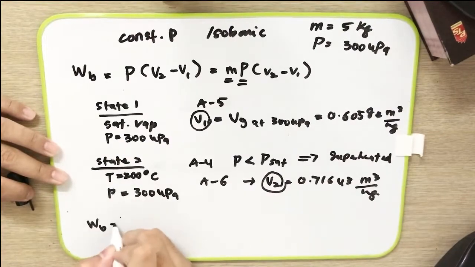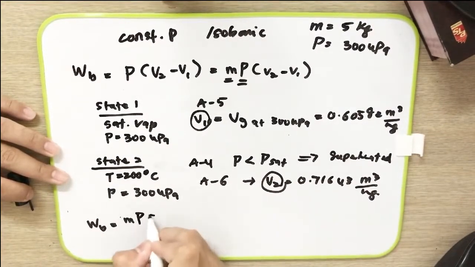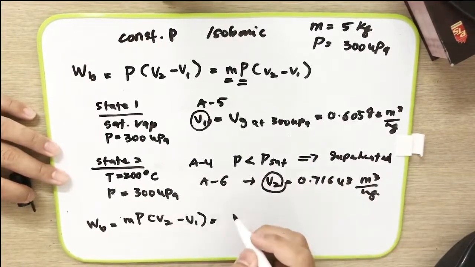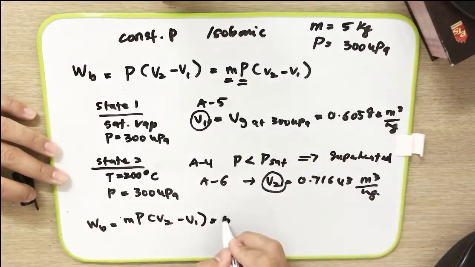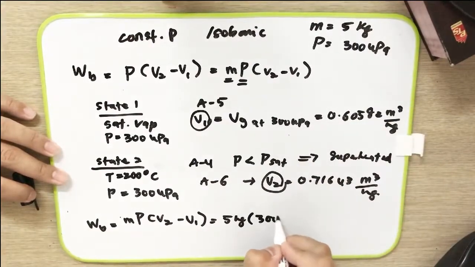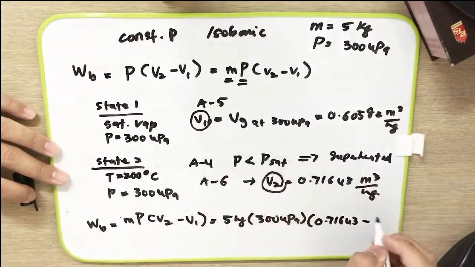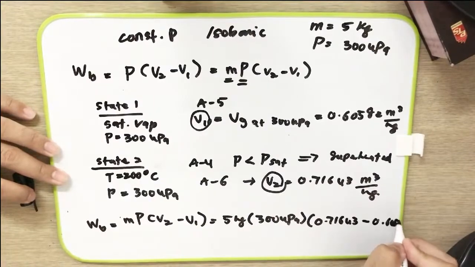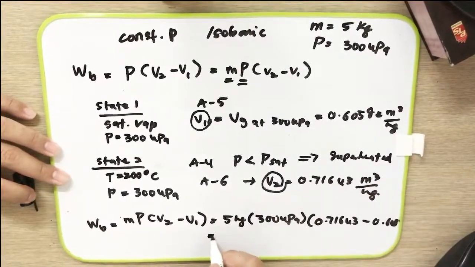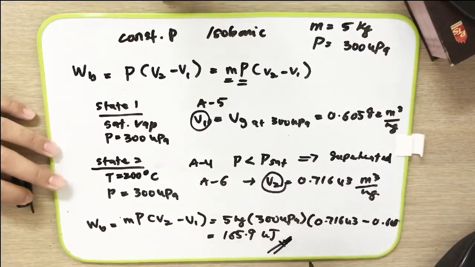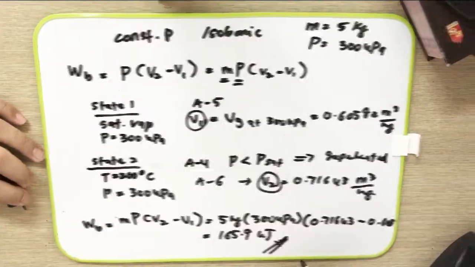So boundary work is equal to MP (V2 minus V1). So it is equal to M is 5 kg, P is 300 kilopascal. So V2 is 0.71643 minus V1, which is 0.6058. Then the answer we will get is 165.9 kilojoule. So that's how we solve question number 2.